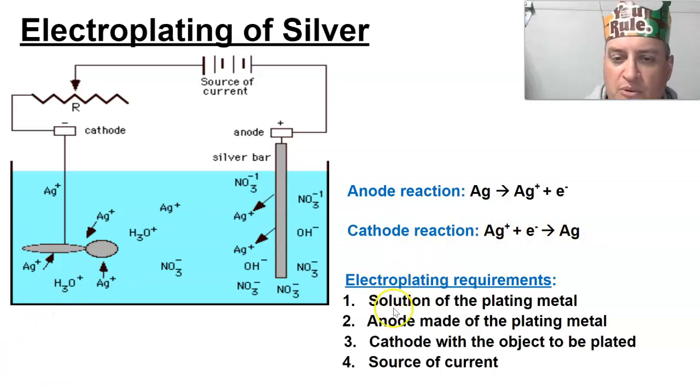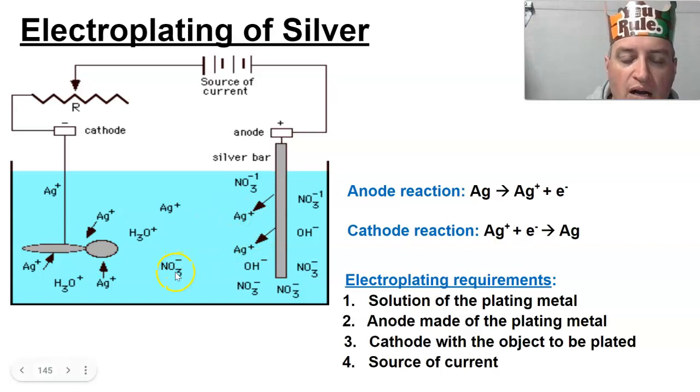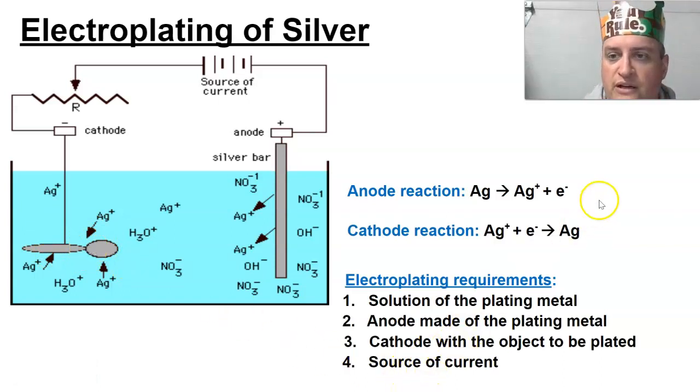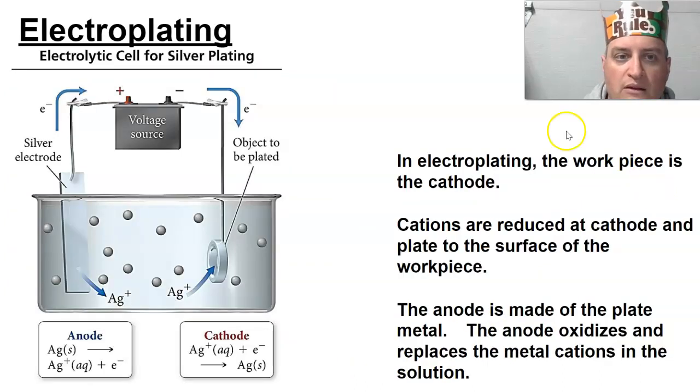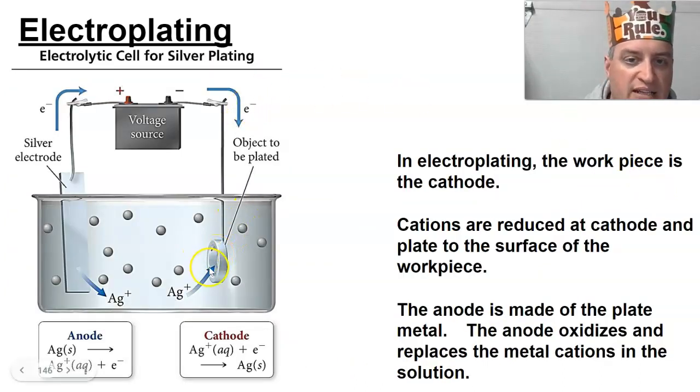We need to have some, of course, requirements. Solution of the plating material, plating metal. So it needs to have silver ions and then some inert type of ion, something like a nitrate. Anode must be made of the plating metal. Cathode with the object to be plated. So the cathode doesn't need to be silver, it can be some other kind of metal. Generally, aluminum, steel, something that's not so special. And then it needs to have a source of current.